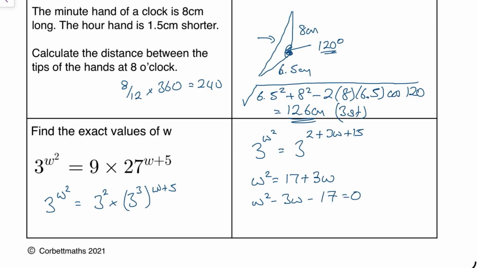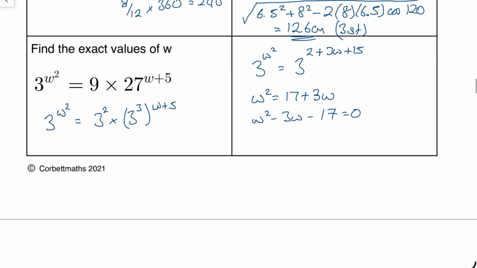Now, temptation is to try and factorise, but I can't factorise it because the factors of 17 are 1 and 17 only, and that's not going to give me 3. So I'm going to go straight to the quadratic formula. So that means W is equal to, well, there's my B, there's my A, and there's my C. So W equals minus minus 3 plus or minus the square root of 3 squared minus 4 times minus 17, so that makes that a plus, so 4 times 17, all divided by, what am I dividing by? 2 times 1, which is 2. Let's tidy it up.